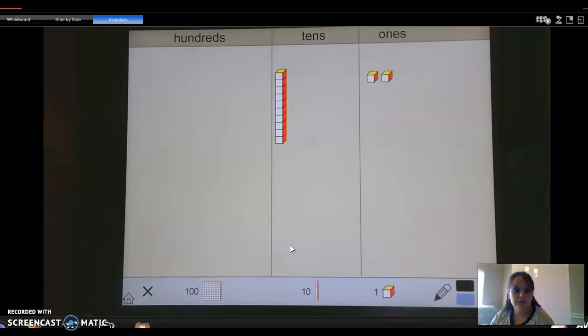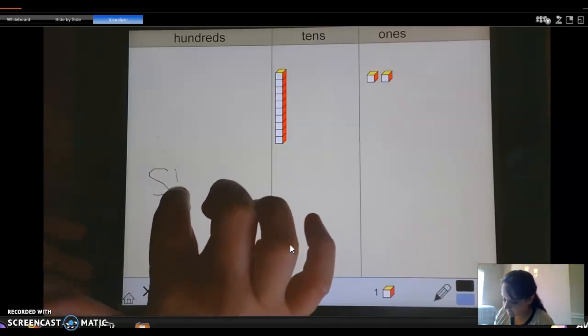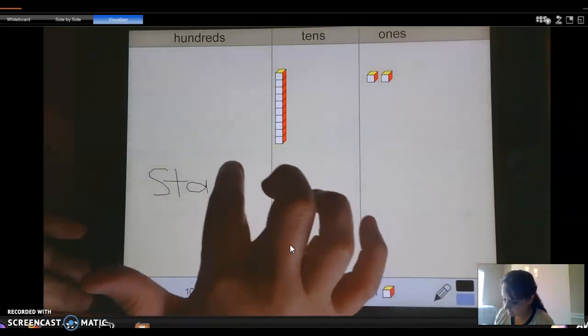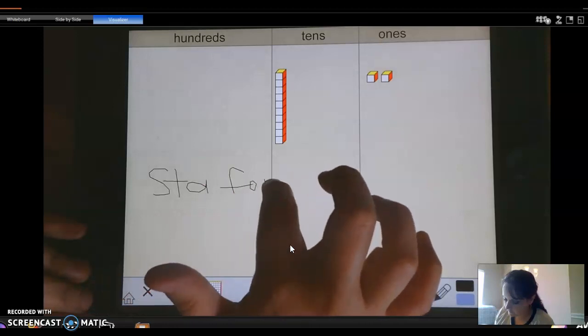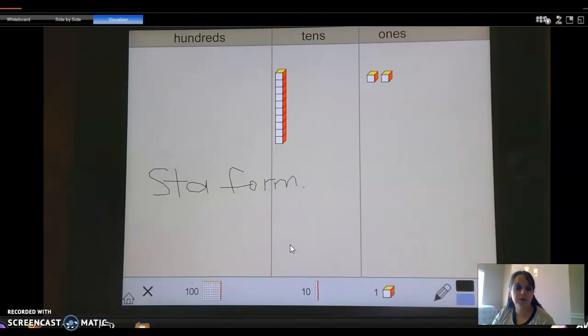So 12 is composed of 1 ten and 2 ones. To do standard form, excuse my writing, this is a tablet, so standard form, it's just regular number form. So how would you write the number 12? So on your piece of paper or whiteboard that you have in front of you, I'm going to give you a second to write the number 12 for me. What does number 12 look like? Go ahead and write it.